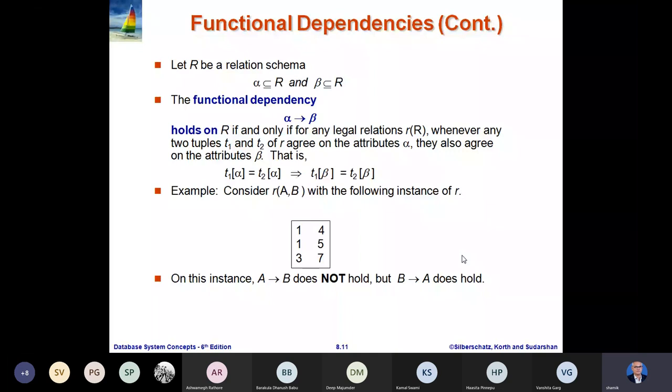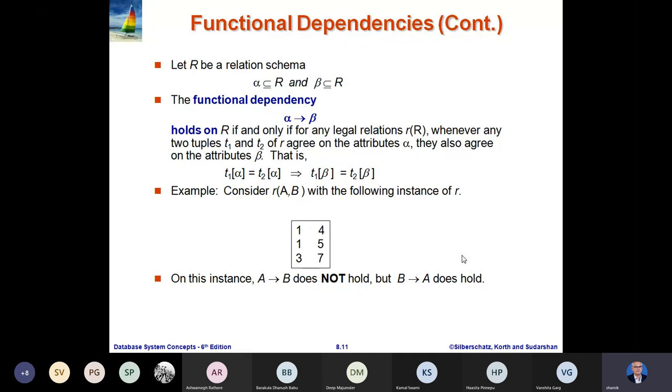Okay, so here is an example: R(A, B) with the following instance of R. If we have the rows 1 4, 1 5, 3 7, we see that A to B does not hold, because for 1, sometimes you have 4, sometimes you have 5. So 1 to 4, 1 to 5, there are multiple values for the same value of A. So the functional dependency A to B does not hold.